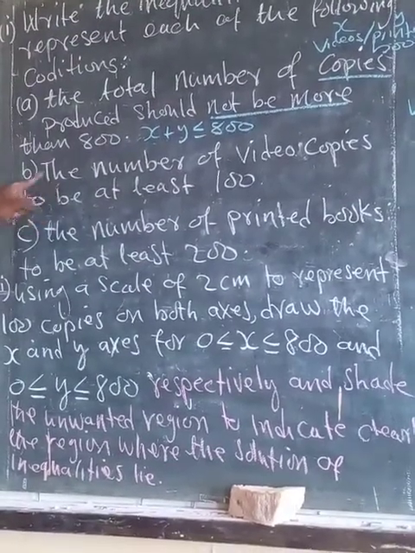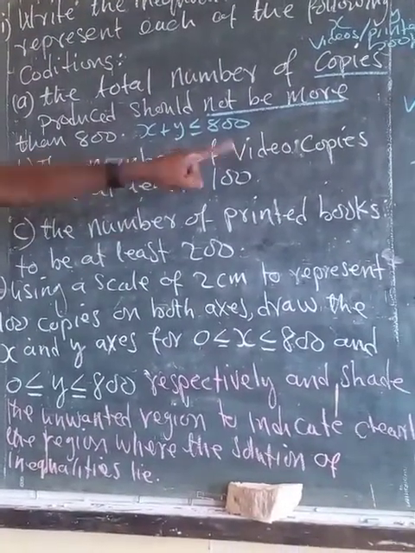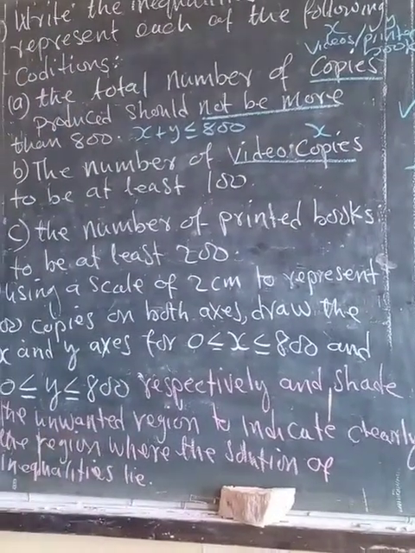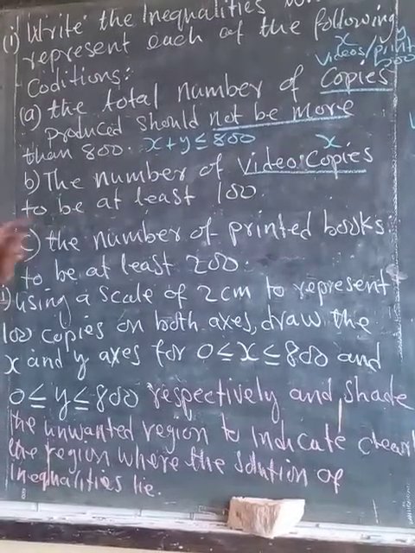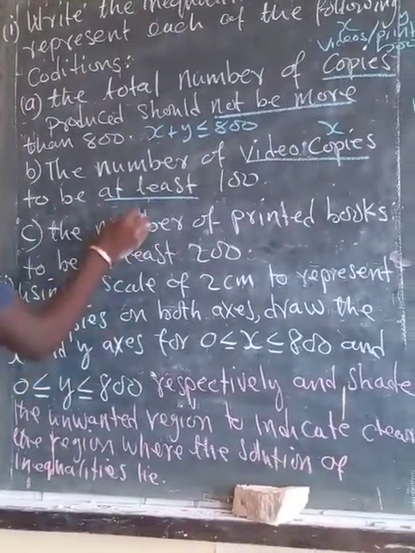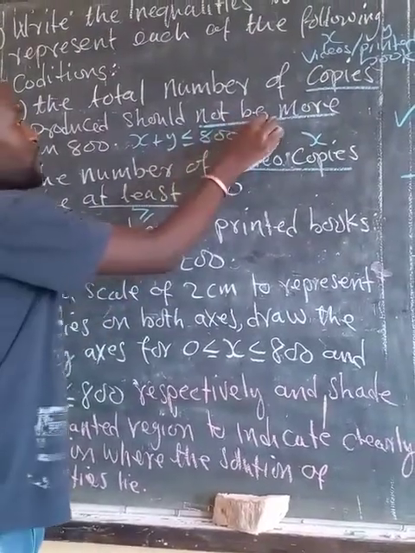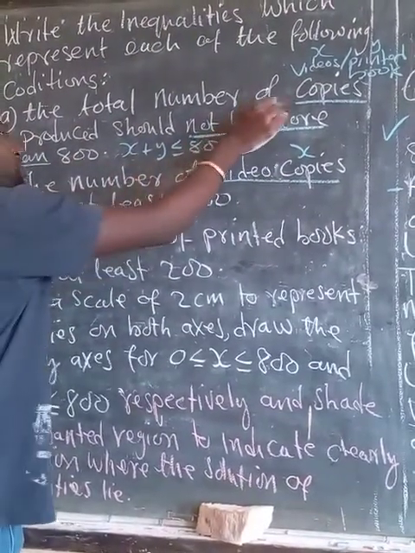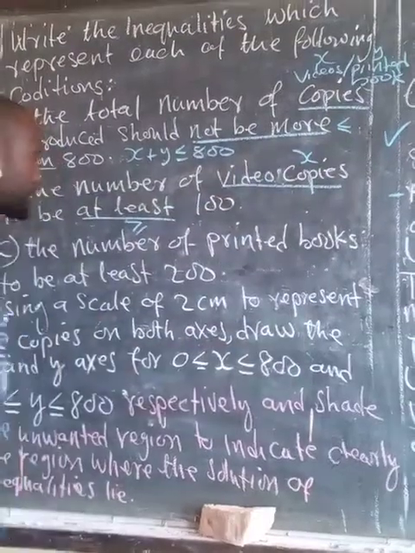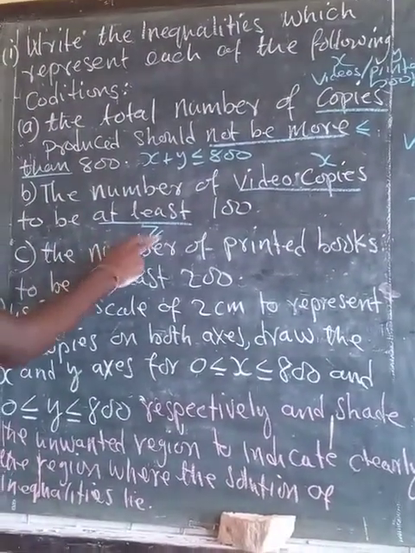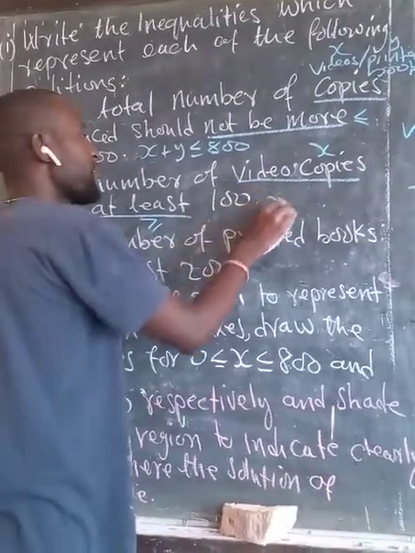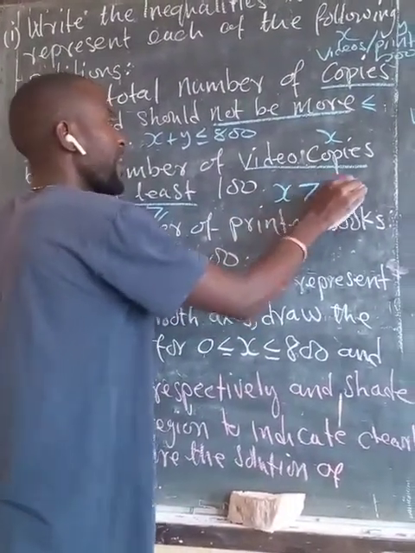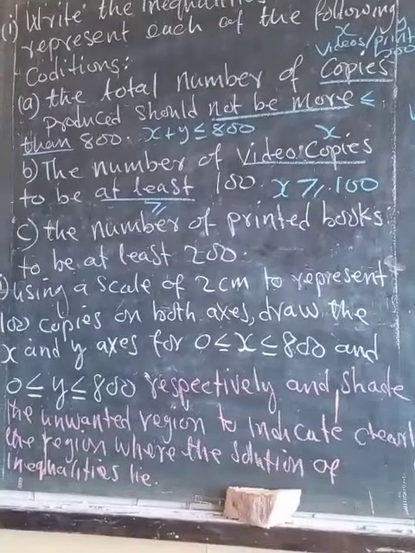Now let's come to this one. B: the number of video copies, which is represented by letter X, to be at least. We know the symbol for at least is greater than or equal to, and for not more than the symbol is less than or equal to. So they are saying that the video copies represented by X should be greater than or equal to 100. Then we are done with the second inequality.